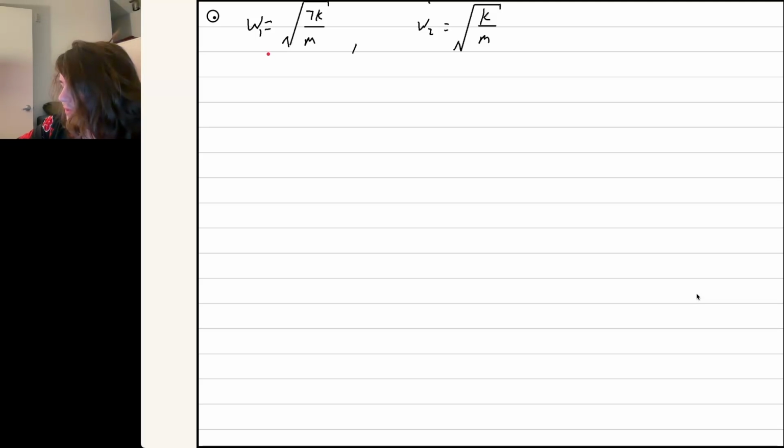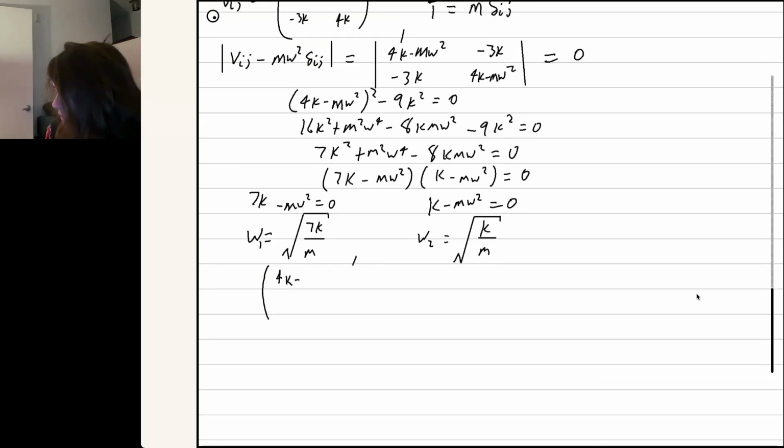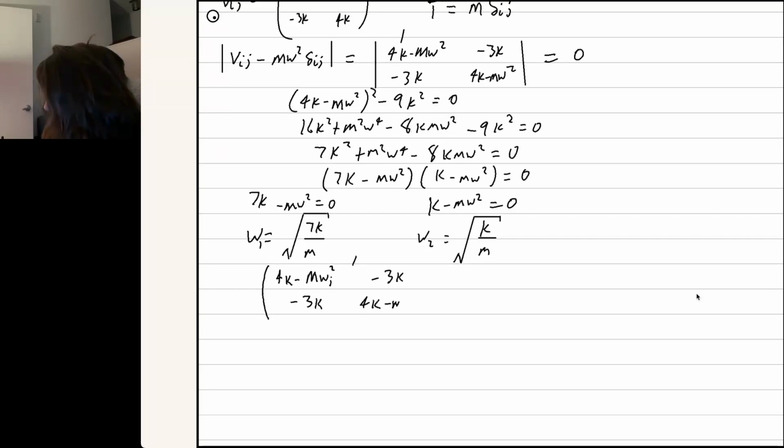To do that, we just set up the characteristic matrix again. We'll have 4k minus m omega j squared, and then we have minus 3k, 4k minus m omega j squared, times some eigenvector, which I'm going to call a1j, a2j, is equal to 0.